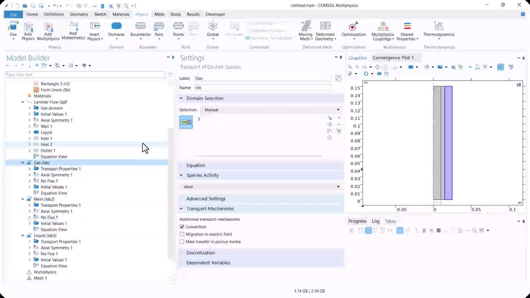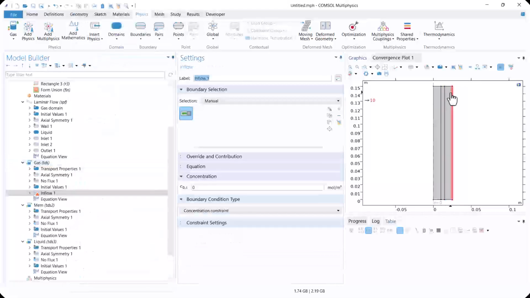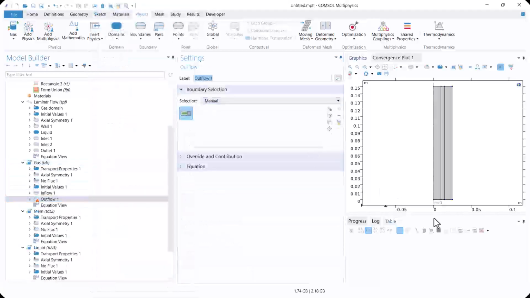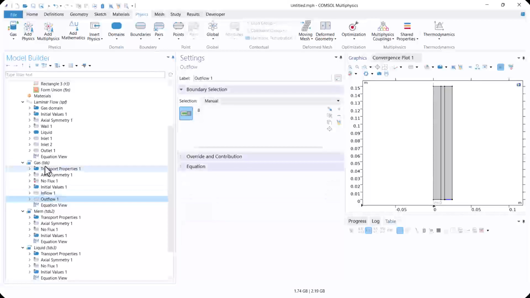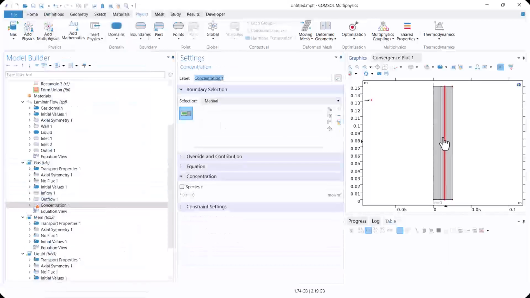So now click on gas. Here we need to define our boundary condition. So we have inflow, and here for the gas component we have 10 mole per cubic meters. And here we can define outflow, but it's not important because COMSOL considers this boundary as no flux, so it's actually outflow. So inflow, and here we have outflow, and we need to define a concentration also. So we select this boundary that is in contact with the membrane. Its concentration is equal to the concentration of the membrane surface.